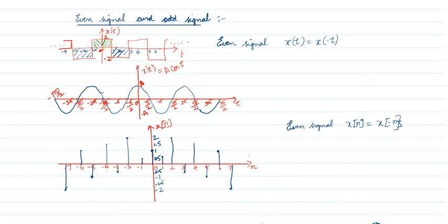The signal at positive time is the same as the signal in the negative time. You can compare 1 and minus 1, they are the same. 2 and minus 2, they are the same. 3 and minus 3, they are the same. 4 and minus 4, they are the same. Such signals are called even signals.